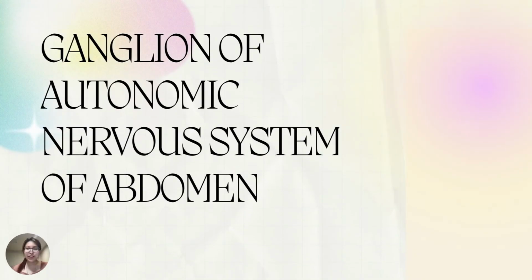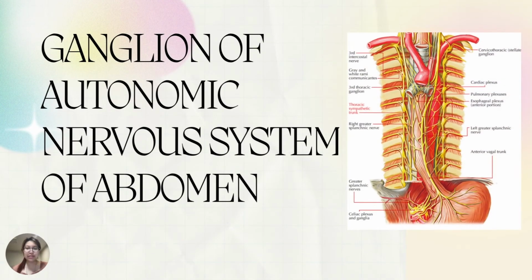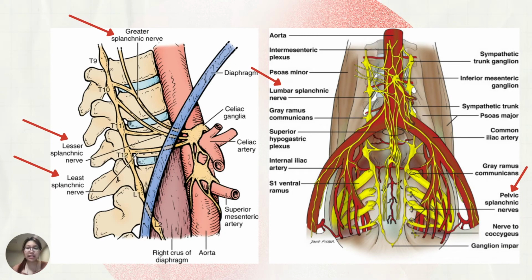So now we're moving on to the last part, the ganglia of the autonomic nervous system of the abdomen. The greater splanchnic nerve is the highest in position of the three nerves, and it receives branches from T5 to T8 thoracic sympathetic ganglia. The lesser splanchnic nerve lies below the greater one and receives branches from T9 and T10 sympathetic ganglia. And the least splanchnic nerve is the lowest nerve, receiving branches from T11 and/or T12 ganglia.